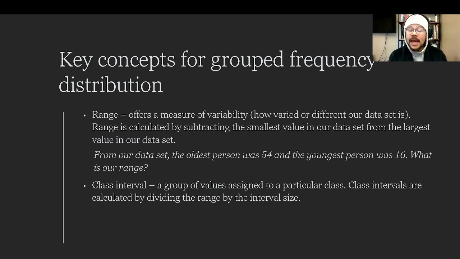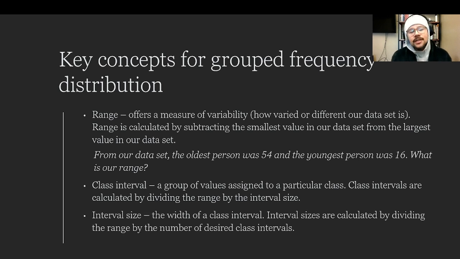So, class intervals can be calculated, and they are calculated by taking the range that you've calculated for your data and dividing it by the interval size. Now, y'all might be wondering, okay, what's the interval size? We haven't learned about that yet. Good question. So, the interval size is the width of a class interval. 18 to 24, right? If 18 to 24 is a class interval, then the width of the scores that fit within that class interval is called the interval size. So an interval size is talking about how many scores are being captured in a particular class interval.